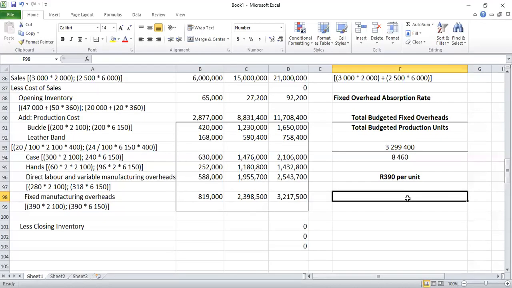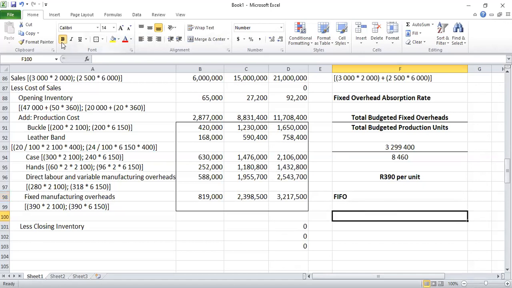Right, our closing inventory, remember it depends on whether we're using weighted average or FIFO. Right. So now we're using FIFO. So if we're using FIFO, calculate our closing inventory.